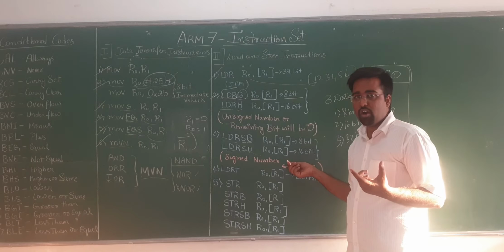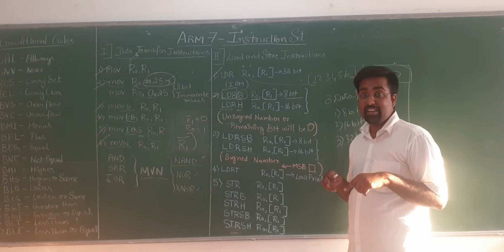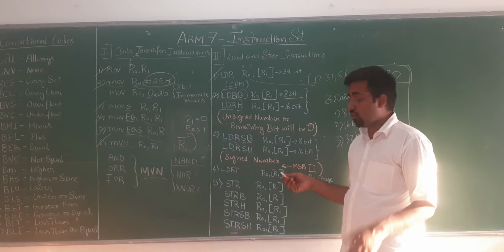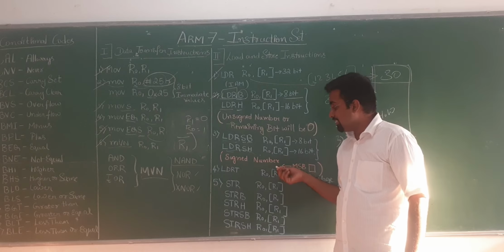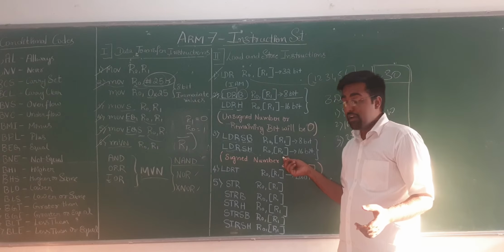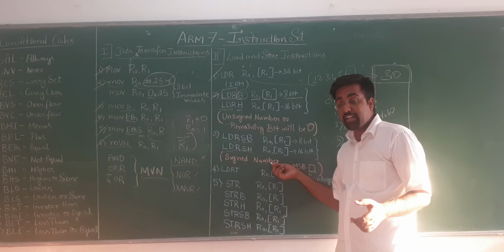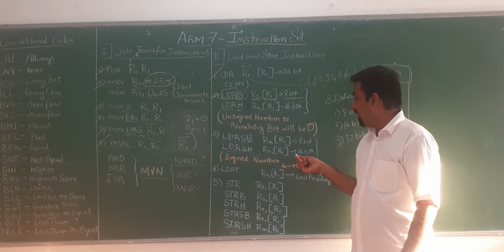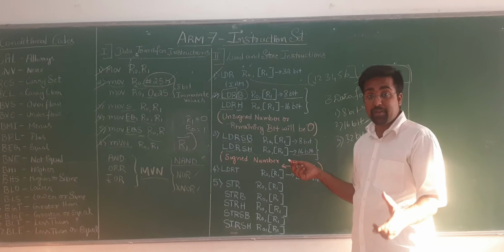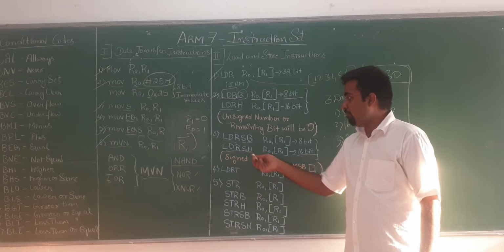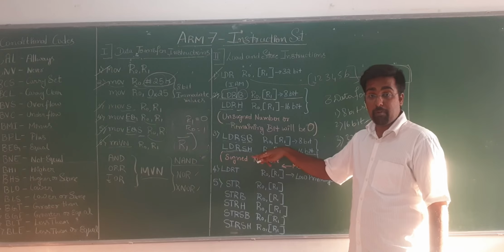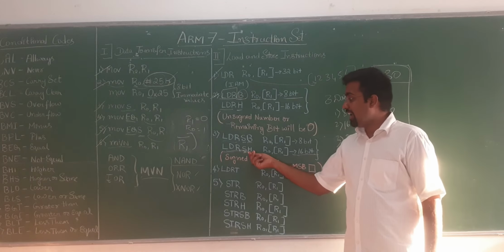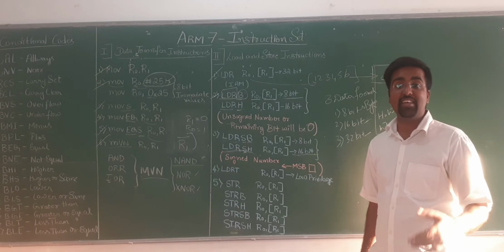Square bracket means it stores the address, that is, the location is pointed here. So who gets what? R0 gets the data at the location pointed by R1. How much data will it take? It takes only 16 bits of data from your signed number, since S is specified here. Why only 16 bits? H is specified here. H represents a half word.